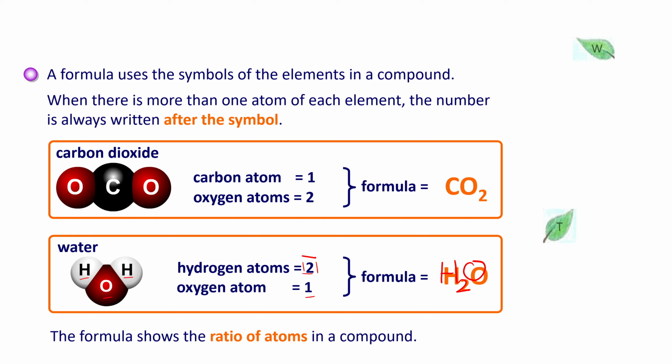Now the formula shows the ratio of atoms in a compound. That means, let's look at carbon dioxide. There is always going to be 1 carbon atom to 2 oxygen atoms. That is carbon dioxide. You cannot have, for carbon dioxide, 2 carbons to 2 oxygens. That is something different. You cannot have 1 carbon to 4 oxygens. That is something different. Okay. For carbon dioxide, the ratio of atoms is always going to be 1 carbon to 2 oxygens, and it cannot change.